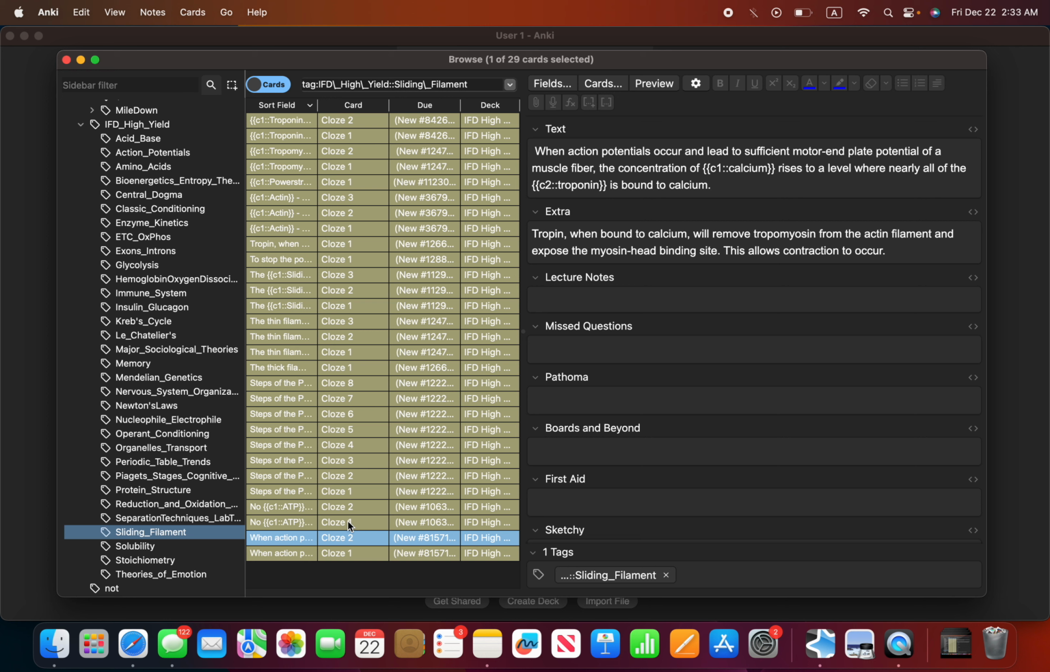and that allows the myosin head to attach and for the whole contraction to occur. Interesting.